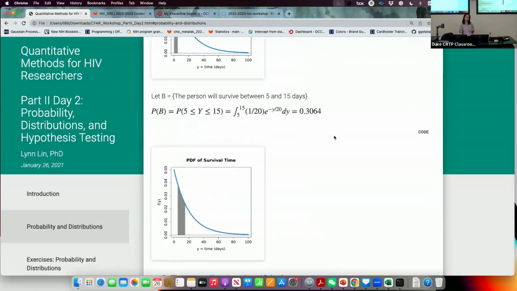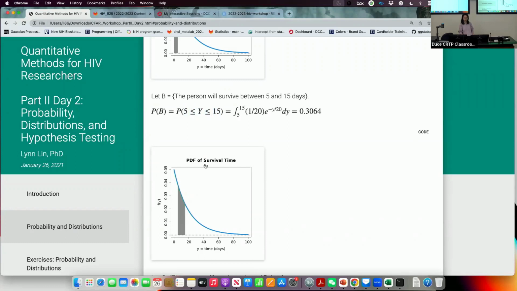The same thing for another event, B: the person will survive between 5 and 15 days. How to write out this event is that the random variable y will take a value between 5 and 15. And then how to calculate that is that we are just going to change the boundary of this integral from 5 to 15.